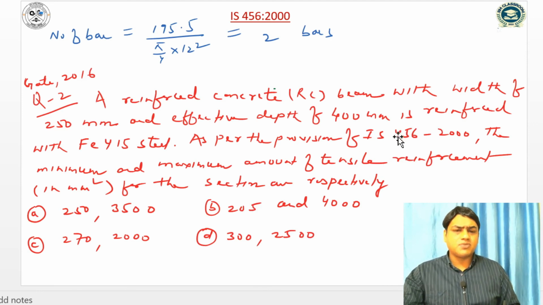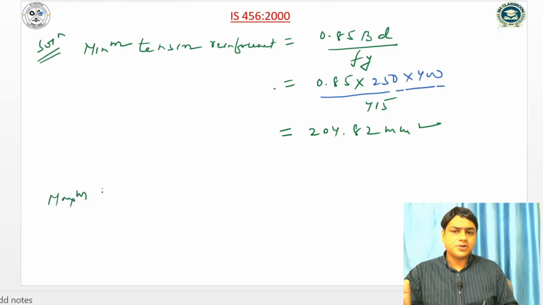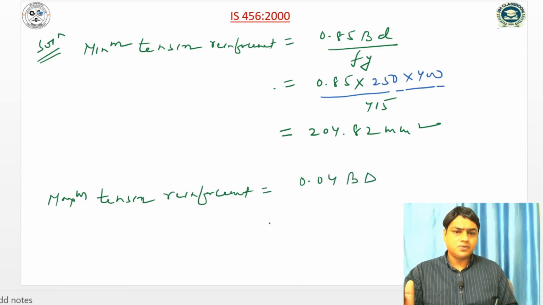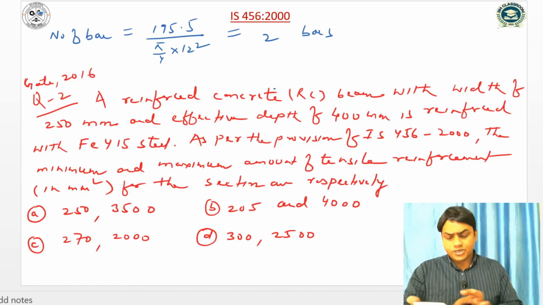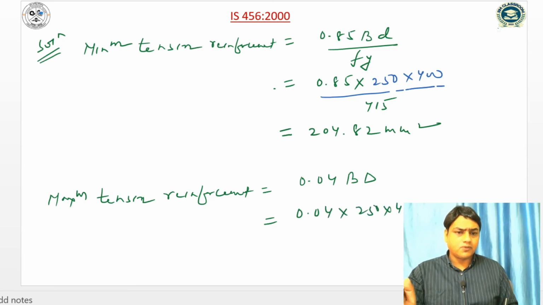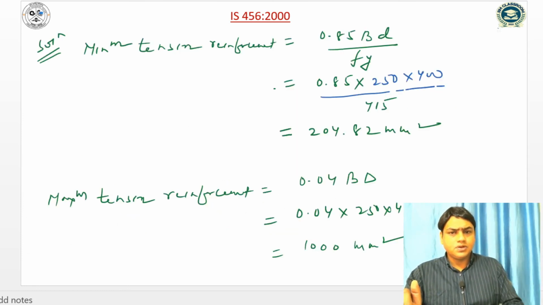Similarly, here the maximum tension reinforcement is 0.04 into bD. But here the overall depth is not given, so with the help of effective depth we have to find the maximum tension reinforcement, that is 0.04 into b into D. So it will be 0.04 into 250 into 400, so it will be 1000 mm square, sorry, it will be 4000 mm square.